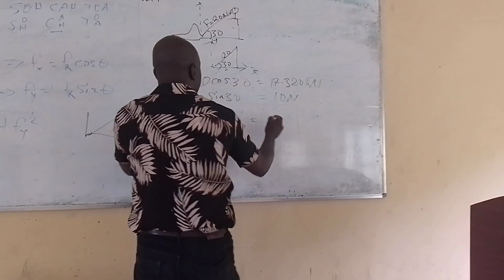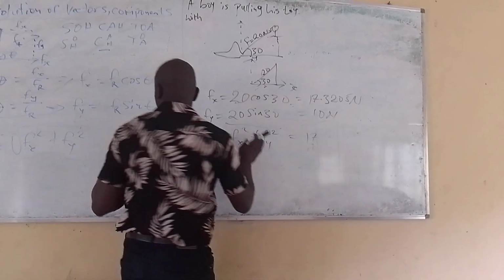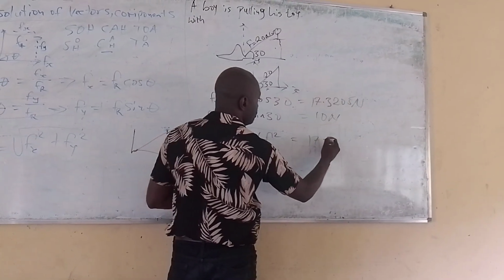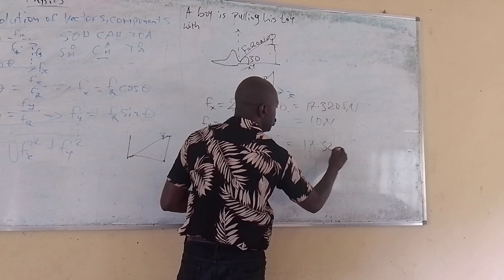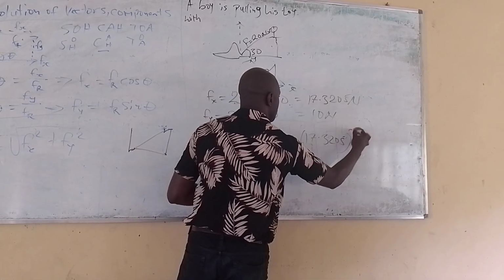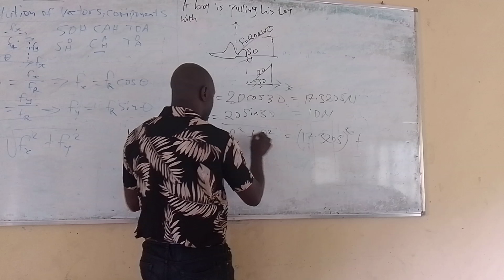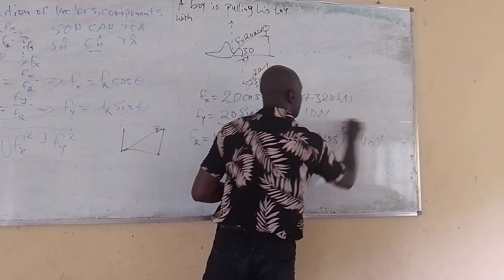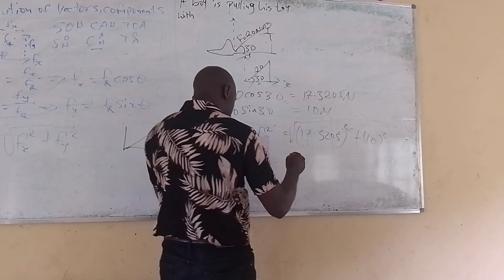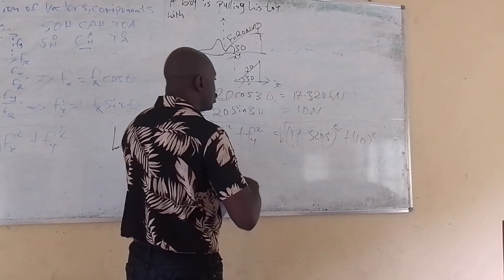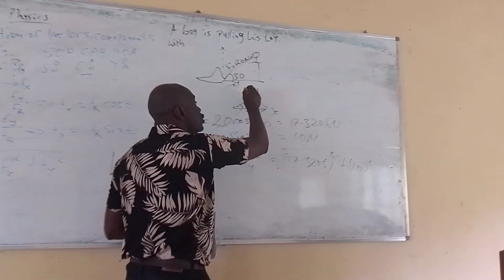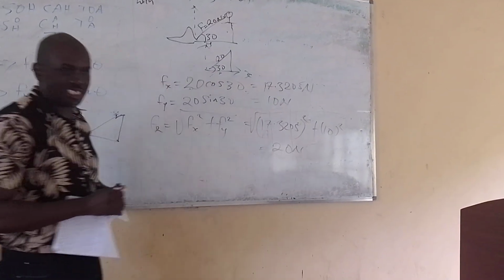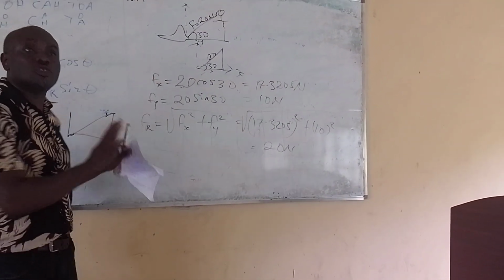So from what I gave you, if you put it here, it will be 17.3205 squared, and Fy squared, which is 10 Newton, 10 all squared, and you square root it. If you press it, it will give us 20. Okay? It will give us 20, to tell you that when you do it, it will still fall back to the value we started with. I just want to use this to clarify something.